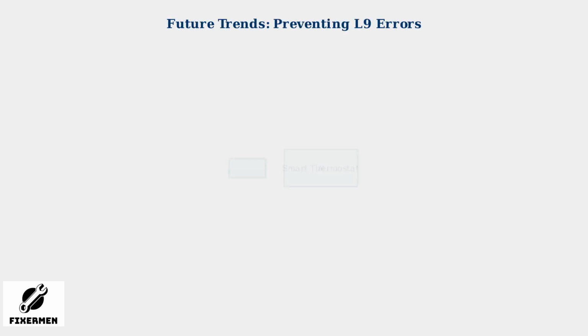HVAC diagnostics are evolving toward predictive maintenance, using AI algorithms and smart thermostats to flag potential L9 issues before they occur. This shift from reactive repairs to proactive alerts can save homeowners time and money by preventing compressor failures. Grid-responsive systems automatically adjust to prevent phase imbalances that cause L9 errors. These systems communicate with utility grids to balance power distribution, reducing the risk of voltage fluctuations that can damage compressors.